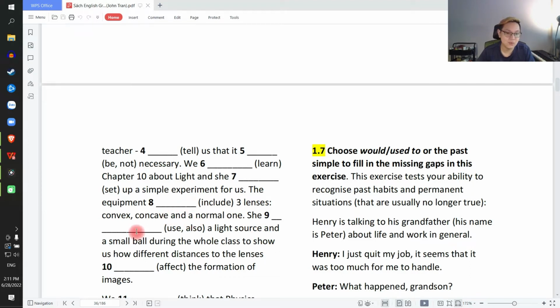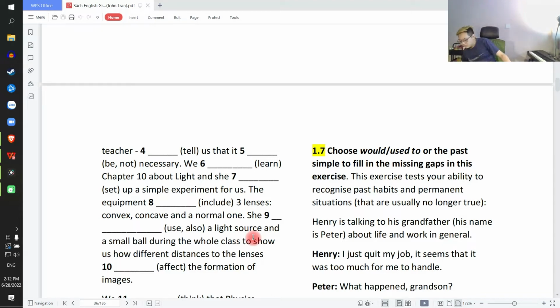She was also using a light source and a small ball during the whole class to show us how different distances to the lenses affected the formation of images. Cô ta lúc đó cũng đang sử dụng một cái nguồn ánh sáng, thì đương nhiên cái chuyện sử dụng ánh sáng nó phải kéo dài hết nguyên một khoảng thời gian nhất định nào đó, chứ không có bụp cái là xong.